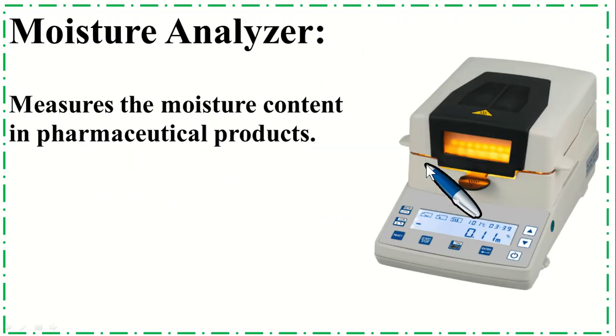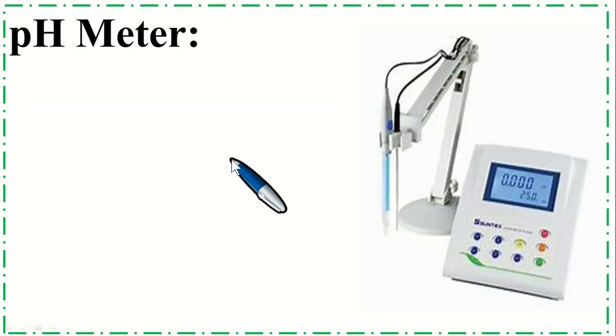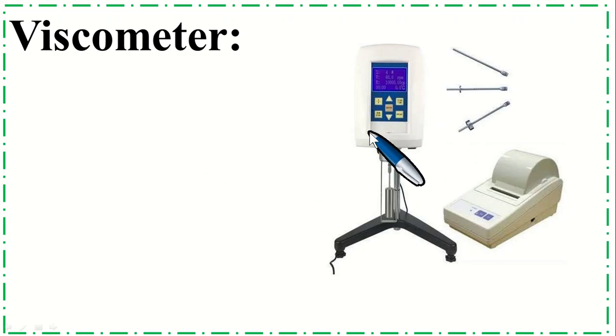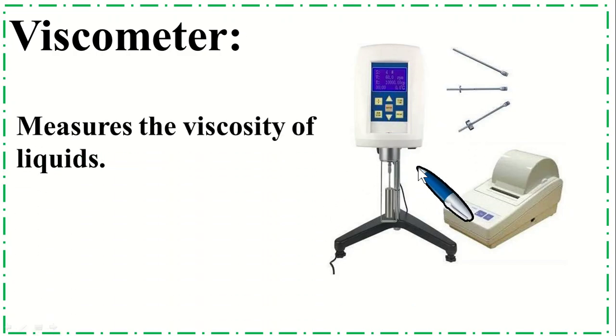This is moisture analyzer. Moisture analyzer is basically used to measure the moisture content in pharmaceutical products. This is pH meter. A pH meter is used to measure the acidity or alkalinity of a solution. Viscometer. A viscometer is used to measure the viscosity of liquids.